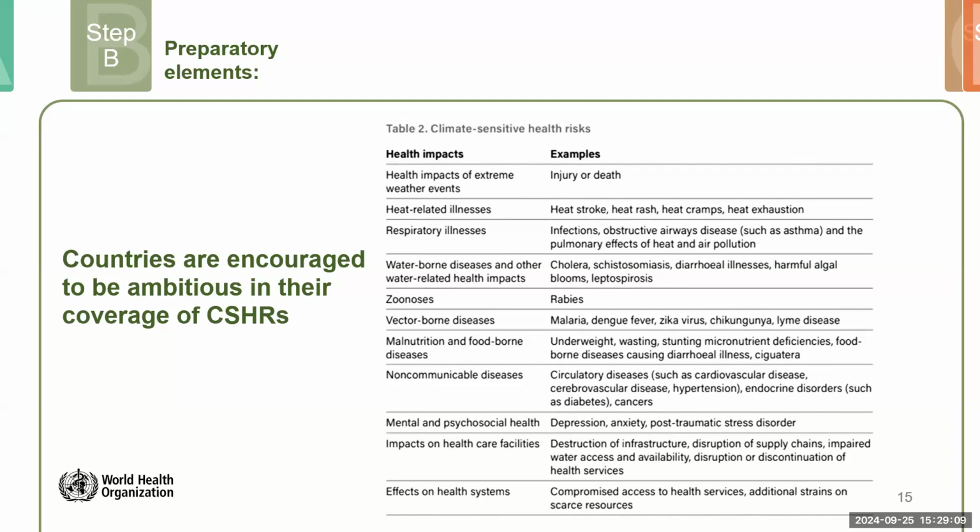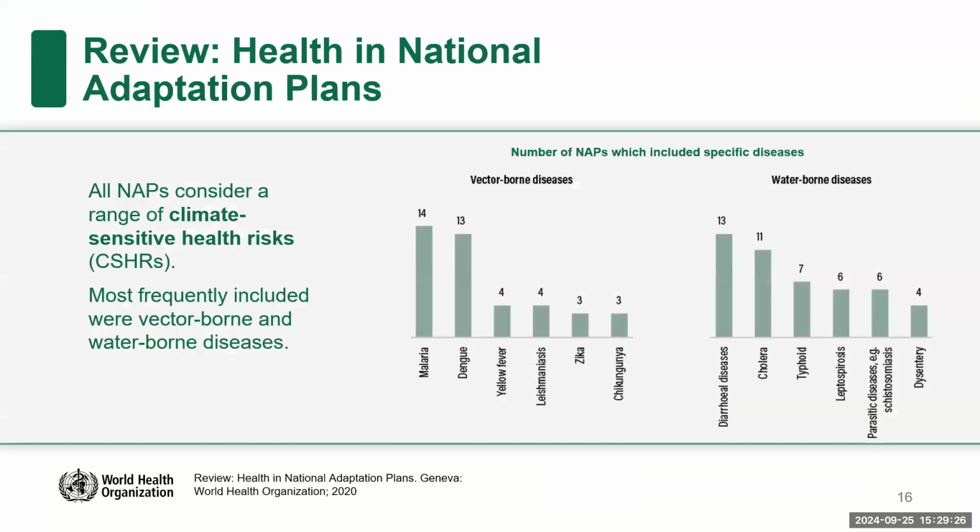So this, for example, gives a list of some of the potential health impacts of extreme events, the climate-sensitive health risks, and gives examples which can then be included. In 2020, WHO did a review of national adaptation plans. What was found was that in the national adaptation plans, there were a range of climate-sensitive health risks covered. You can see how they're grouped, mainly vector-borne and waterborne. Those are the most common ones that were included in NAPs.